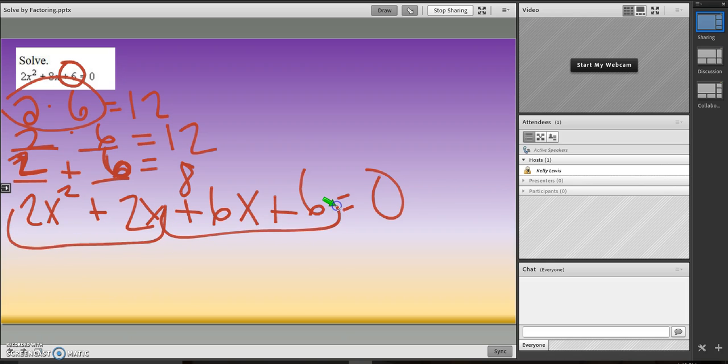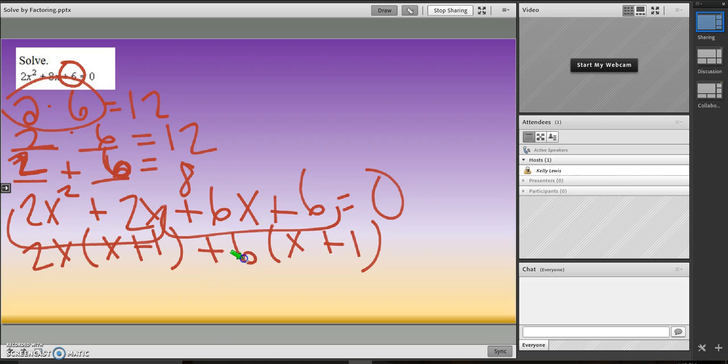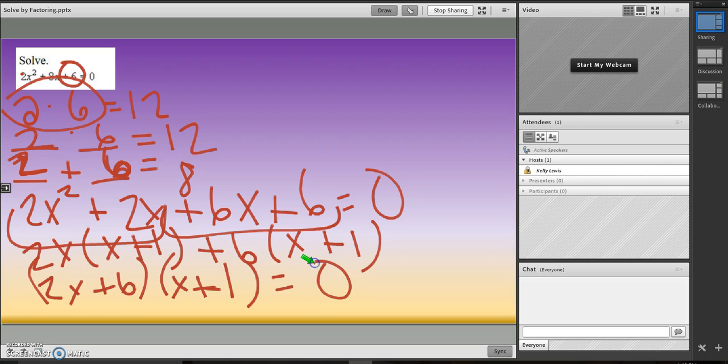Factor by grouping, because it's just putting everything we've learned together. So there's a 2x I can take out. So x plus 1. They have to be the same. I can take out a 6. Oh, I could have factored out a 2 at the beginning. 2x plus 6, x plus 1. Alright, 2x plus 6, I can take out a 2. So I really have x plus 3, x plus 1.